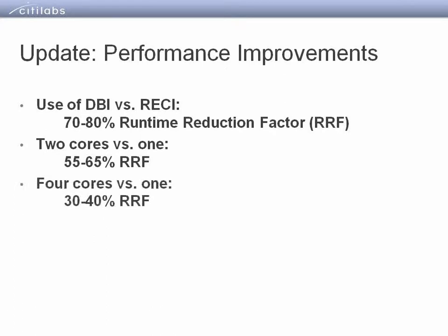And then if you go down to 4 cores versus 1, we can get, again, almost down to a quarter reduction, probably more like 30% to 40% runtime reduction factor. But certainly at that point, we're starting to get into really feasible territory.